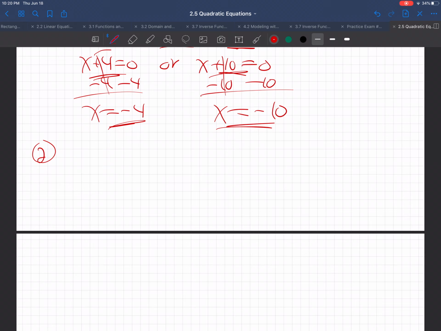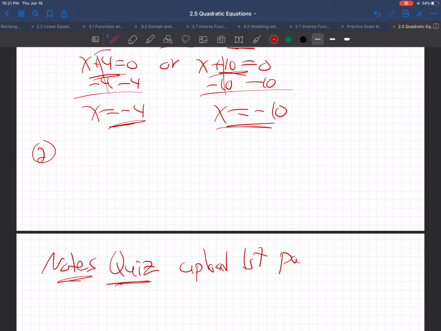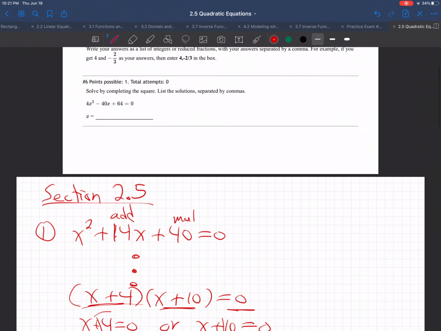When you get to exam number 1, you'll see something called notes quiz or notes quizzes, something like that. I don't exactly remember. What that means is, when you click on it, it'll say upload just the first page of your notes for that material that's on that exam.